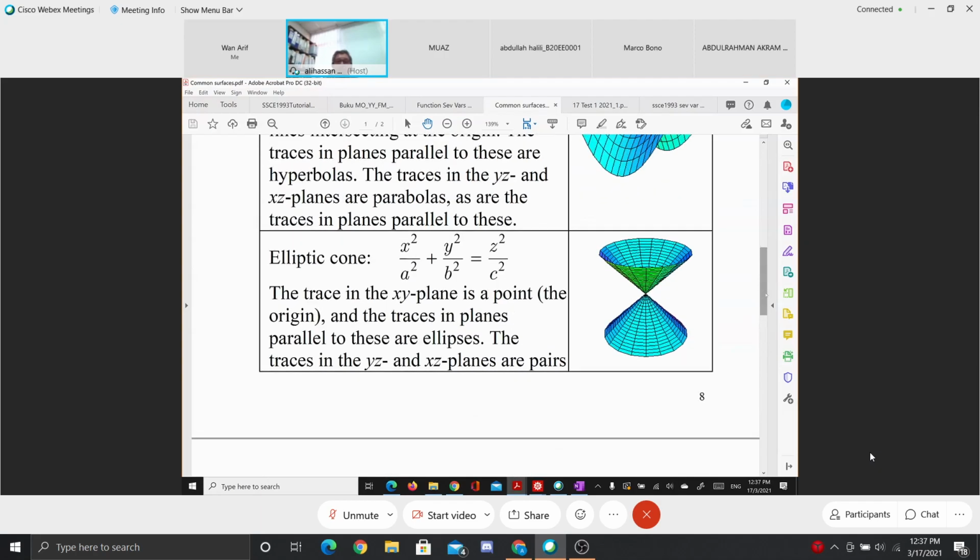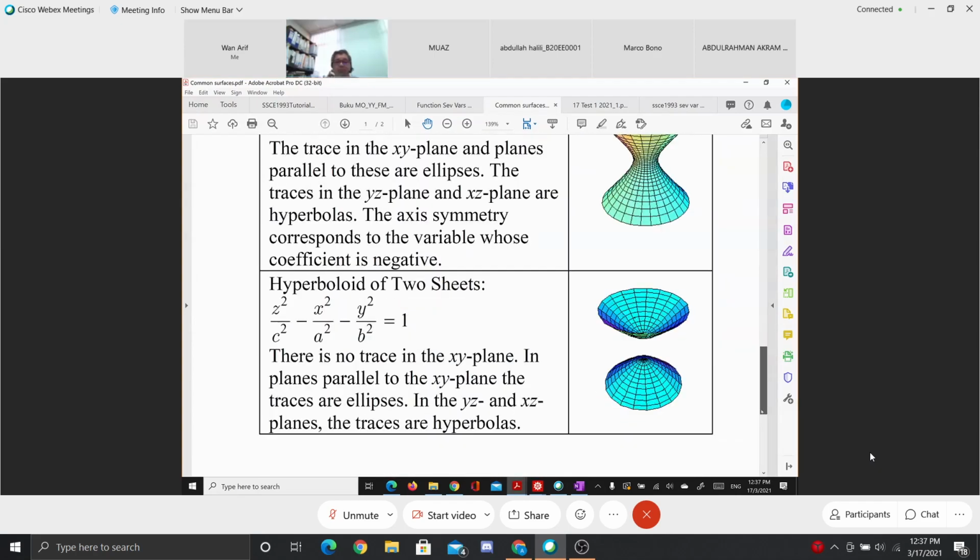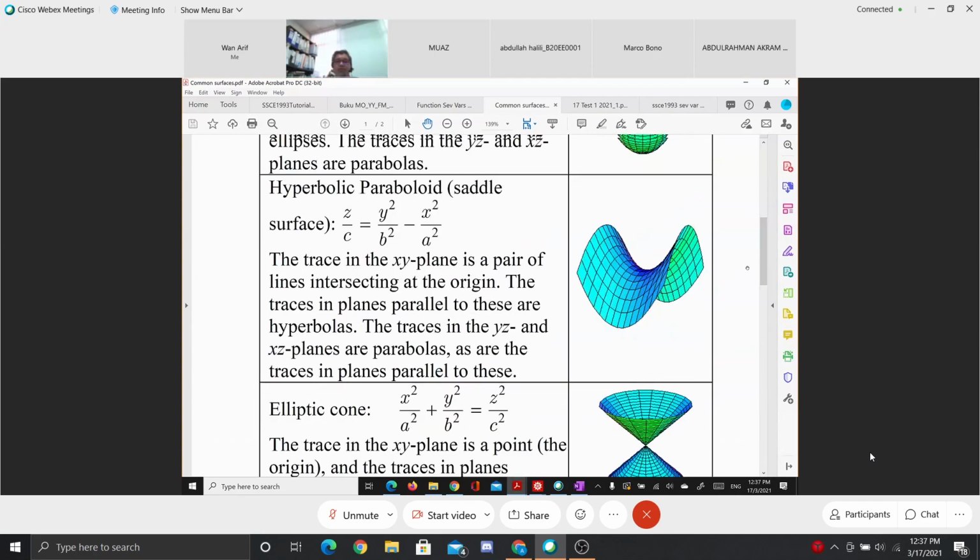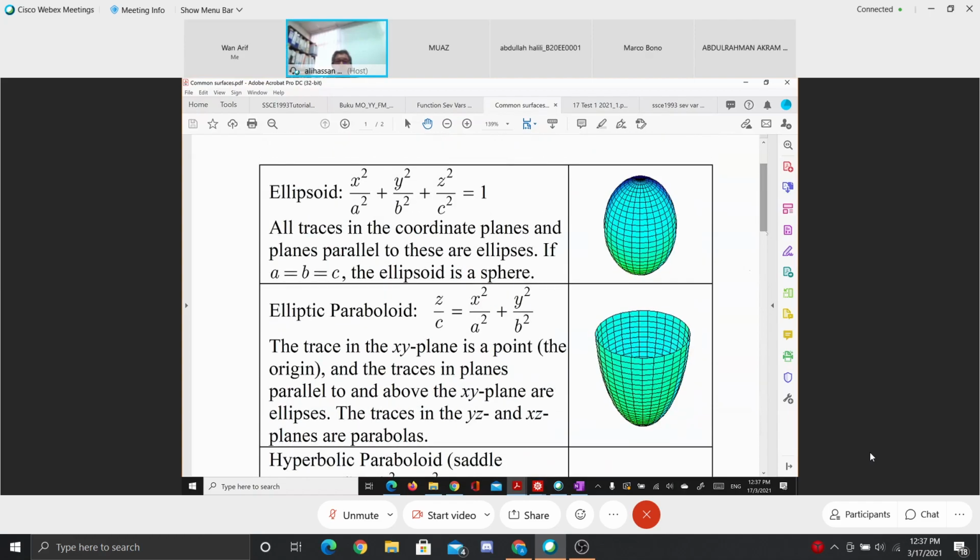Sometimes when we discuss the double integral, we again need to recall some of the stuff related to surfaces. I will upload this also in the e-learning.